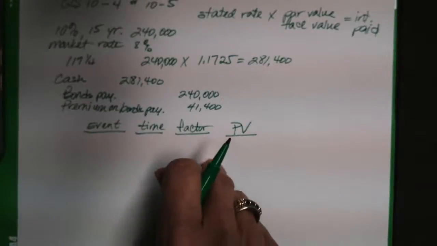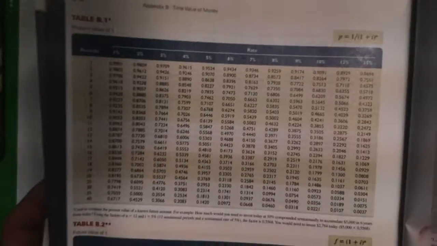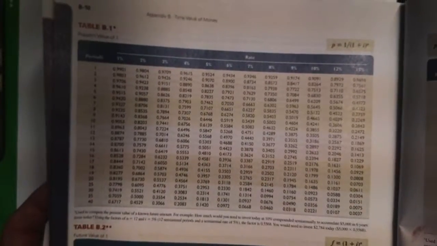Okay, if you will look at the tables back in the back, you can use a financial calculator or you can use the tables in the back of your book. If you'll look in Appendix B, page 10 and 11, B10 and 11 has table B1 and table B3. B1 is the present value of $1.